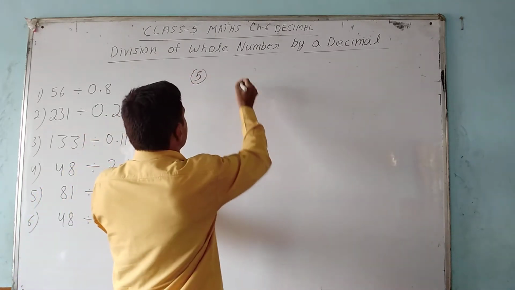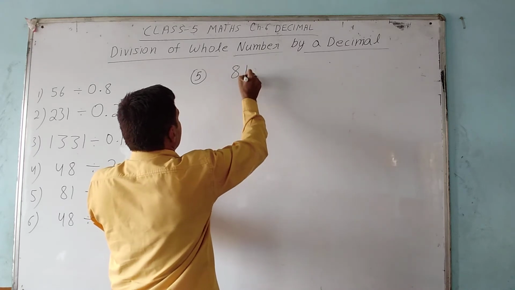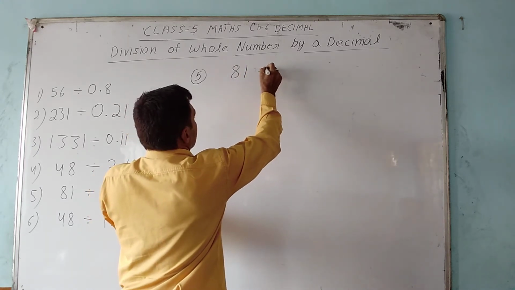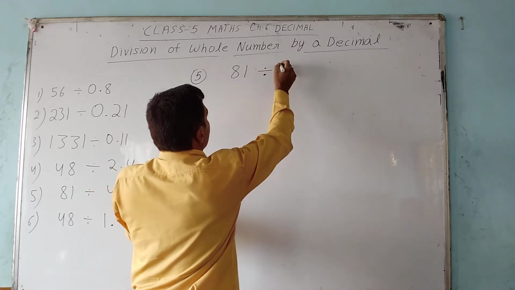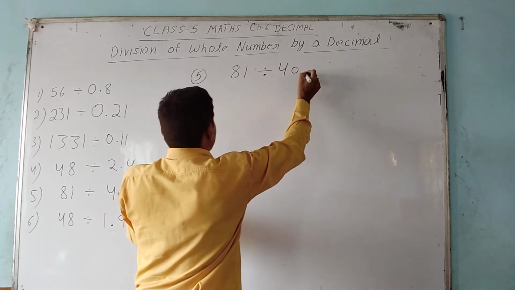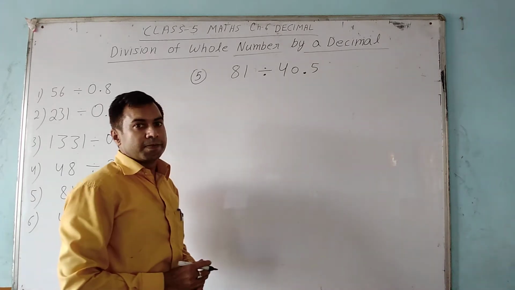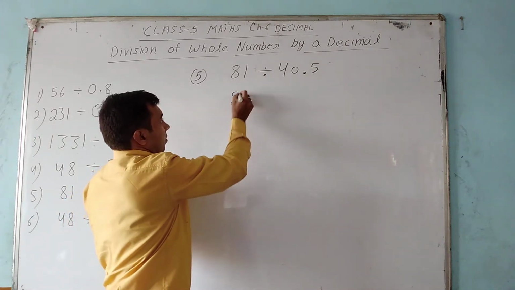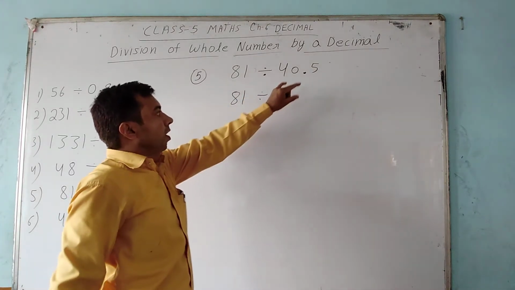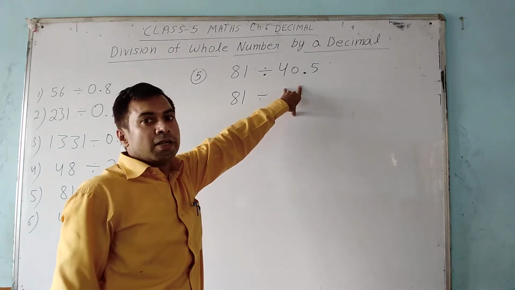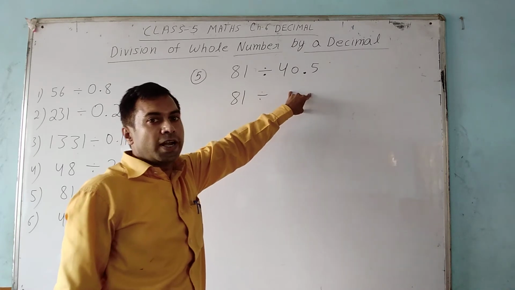Fifth question, student. 81 divided by 40.5. What we do? We convert the decimal into fraction.